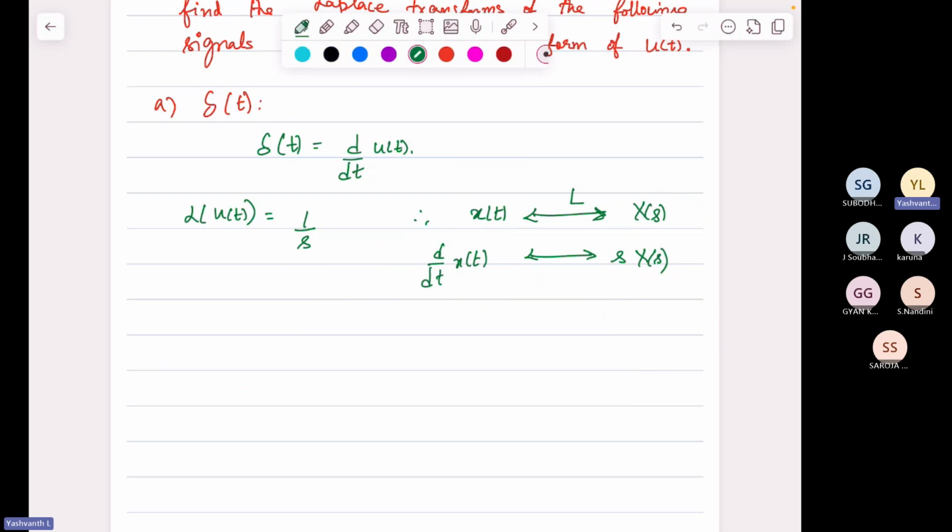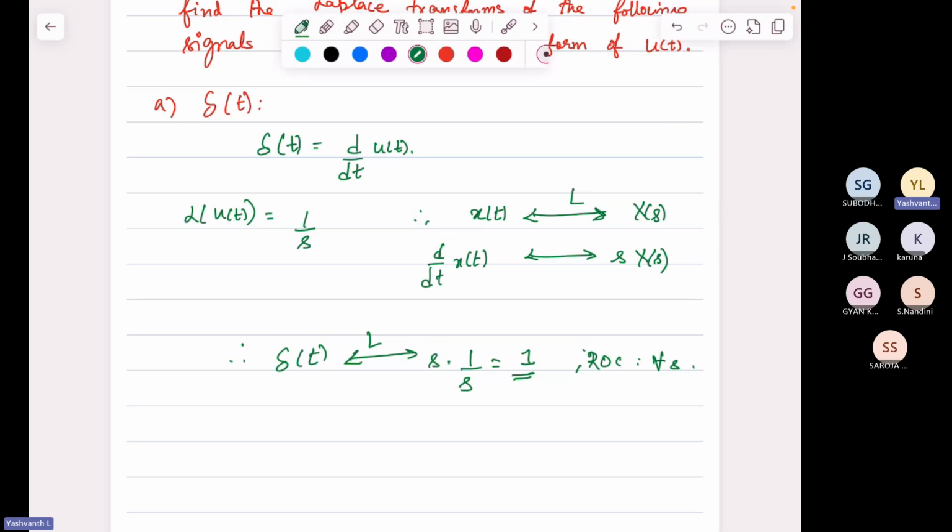Okay. Therefore, your delta(t) will have the Laplace transform s into 1 by s, which is equal to 1. And this exists for all values of s. Therefore, the ROC is all values of s. Okay.